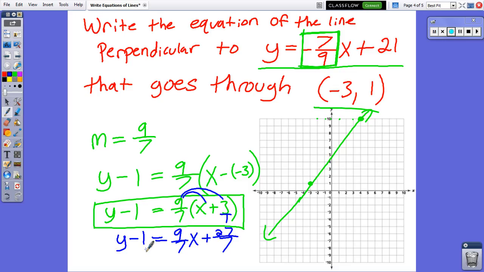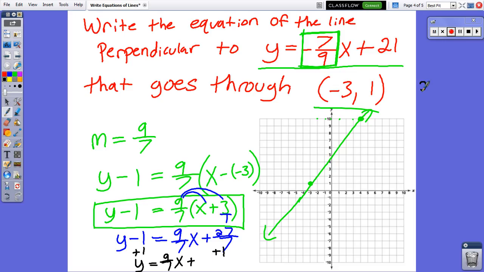And then on the left, we still have y minus 1. We're not in slope-intercept form yet because we need to have just y equals something, not y minus 1 equals something. So we're going to take that 1 and add it to both sides. So then we get y equals 9/7 x.